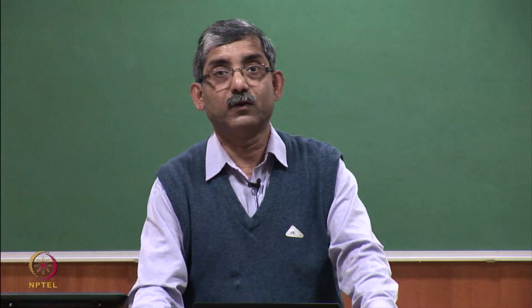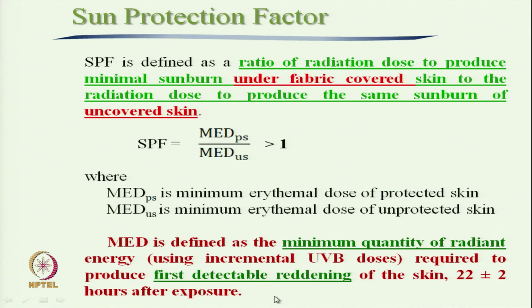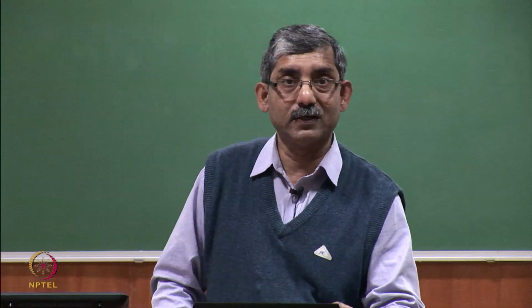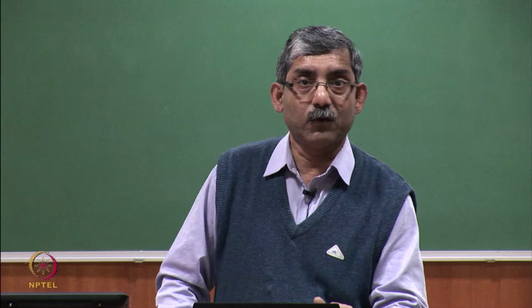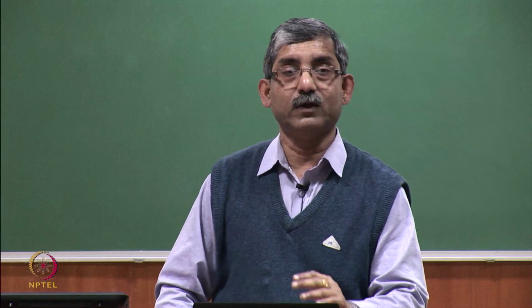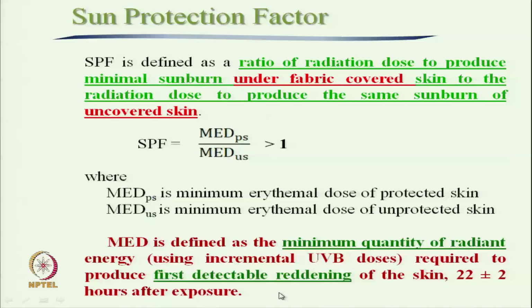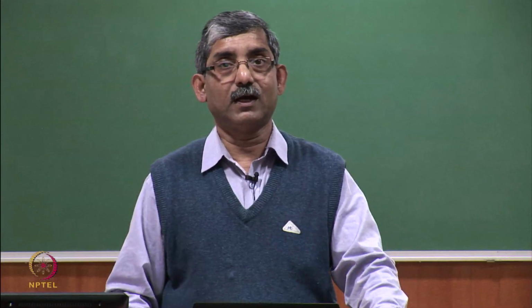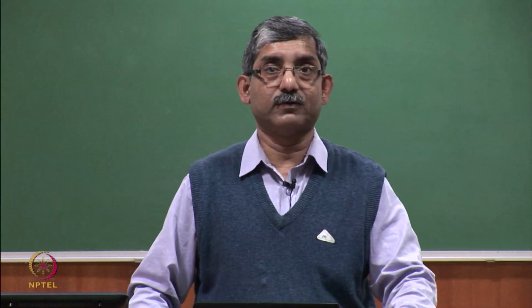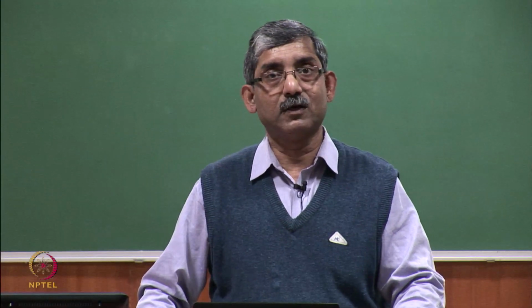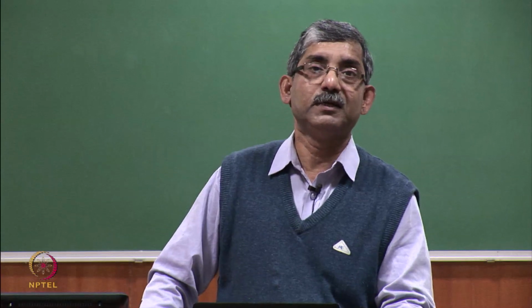As soon as the skin reddening happens, we will stop our experiment. If the skin reddening is not happening, then we will go to the next level of dose. In this way we will do the experiment, and ultimately we will calculate the SPF. SPF measurement is basically a time consuming measurement, whereas for UPF we can get an immediate result.